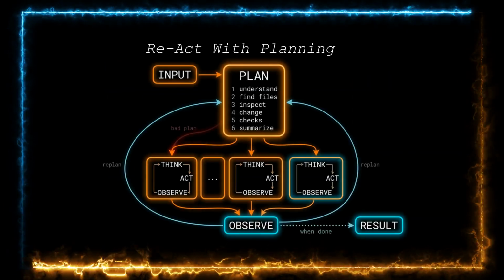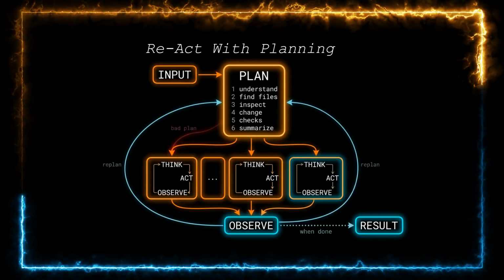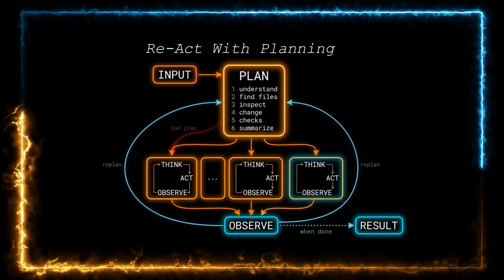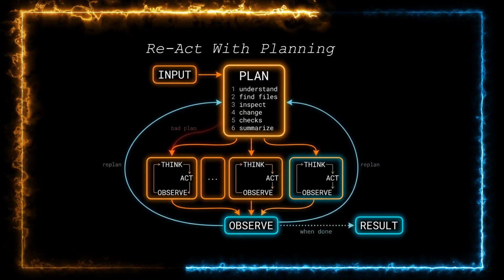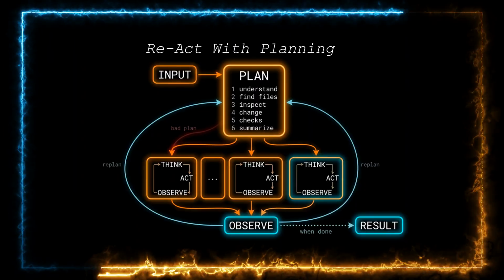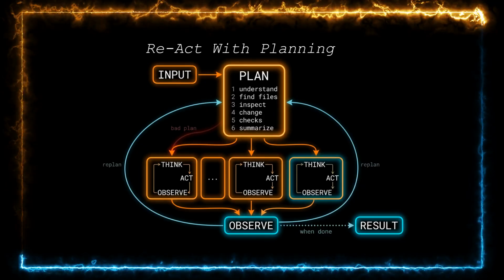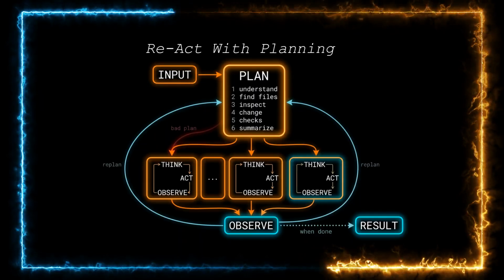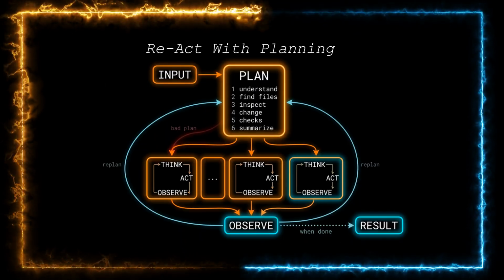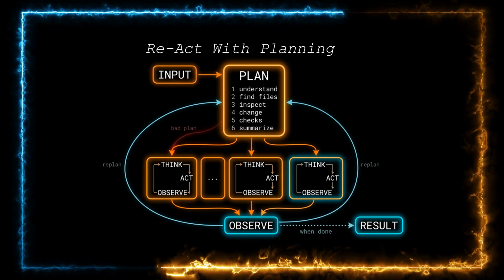ReAct with planning adds a planning step before execution. The loop becomes input to plan to execute each step, with ReAct to observe to repeat, if necessary, to final result. Instead of jumping directly into tool calls, the agent first creates a high-level plan. For example, understand the request, find relevant files, inspect current implementation, make the change, run checks, summarize the result. Then each step can run its own think to act to observe loop.